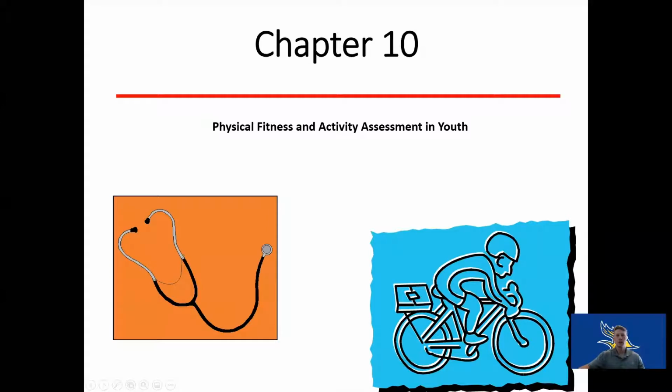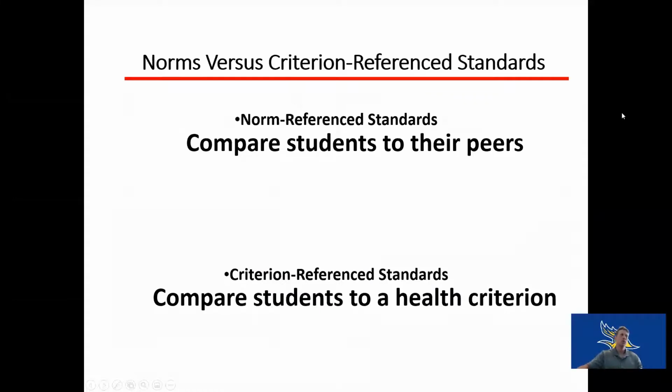Hi, Kinesiology 3010. Today we are going to talk about physical activity and physical fitness assessments for youth. I know a lot of you are interested in teaching PE at multiple different levels, so this might be an interesting one for you, as it may be applicable to your future careers.